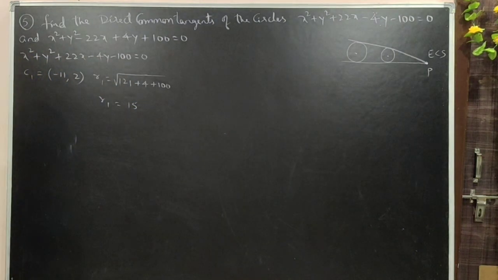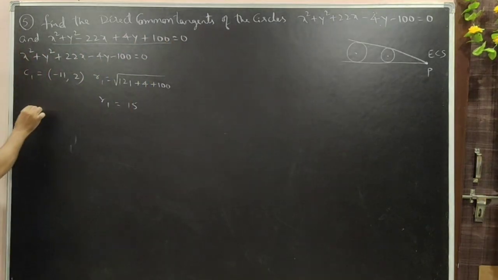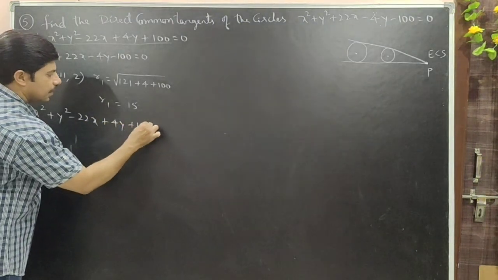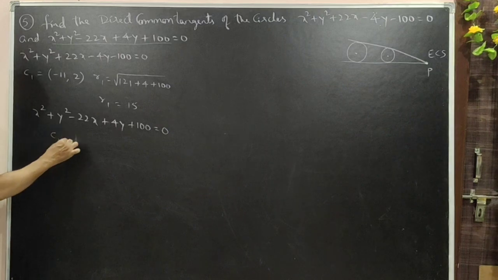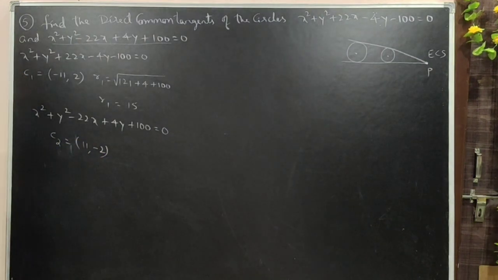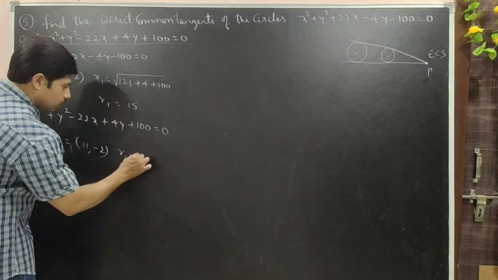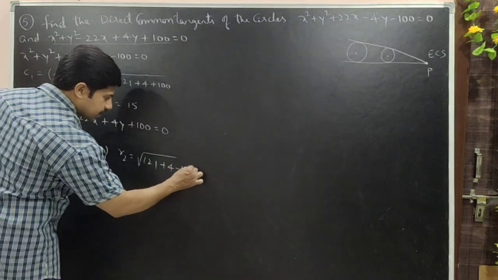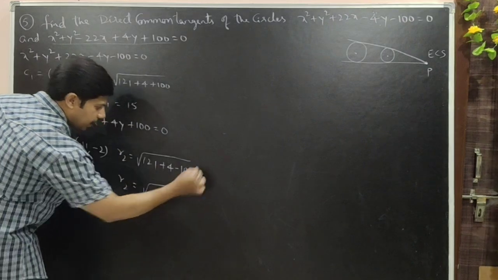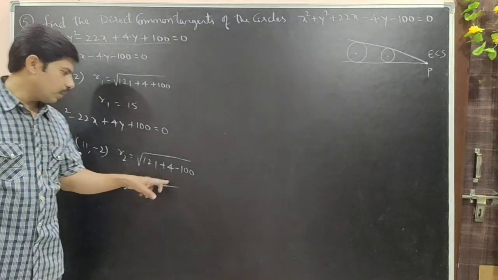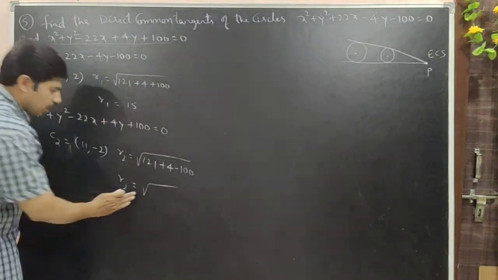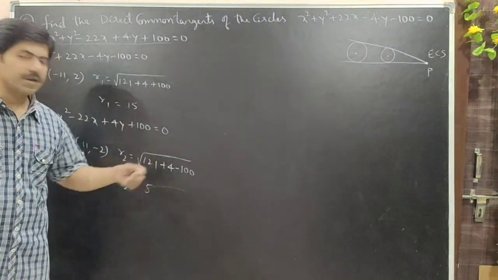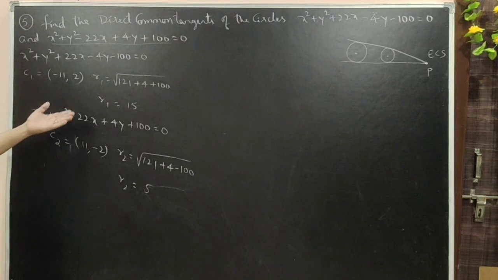After that, the second equation of circle: x square plus y square minus 22x plus 4y plus 100 is equal to 0. Now, what is the center of the second circle? It is 11 comma minus 2. Then we find r2. r2 is nothing but under root of g square, 11 square is 121, plus 4 minus 100. So r2 is under root of 121 plus 4, which is 125, 125 minus 100 is 25. The square root of 25 is 5. So we have r1 and r2.